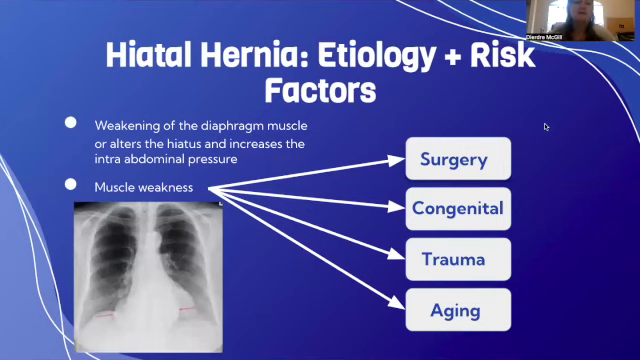Etiology and risk factors. So the weakening of that diaphragm muscle causes that laxity and allows that protrusion of the stomach, or it'll alter the hiatus and increase the intra-abdominal pressure. The hiatus is an opening in the diaphragm, which allows for the passage of the esophagus. So that altering of the hiatus, once again, will allow more of that protrusion of the stomach to happen. Muscle weakness can be caused by surgery, it can be congenital, it can be trauma, or just aging.